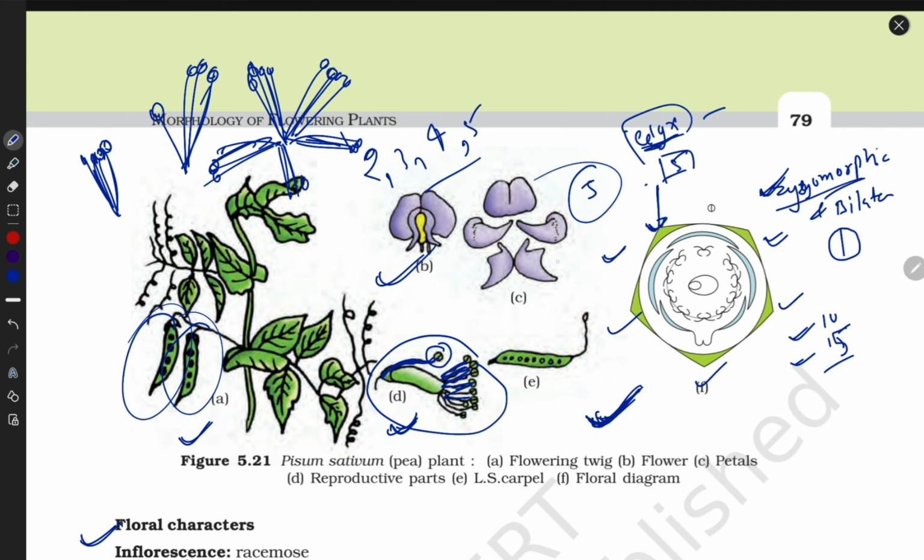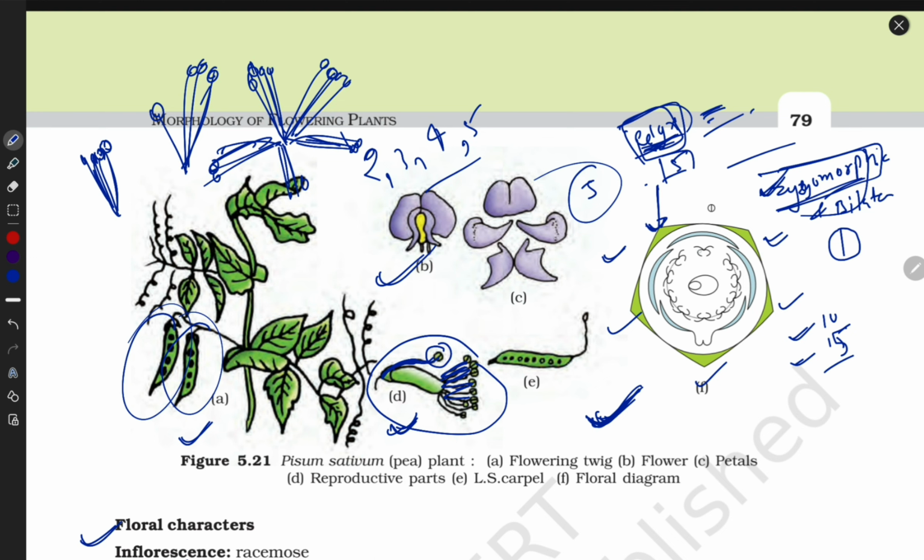Write down about the calyx part. What do you understand by calyx? What do you understand by zygomorphic? You have to write a one-line definition. Calyx is the green leafy part which covers the petals. It is the outermost layer. You have to write 2 to 3 points about what you know about calyx and zygomorphic symmetry. Otherwise, no one will give you marks.